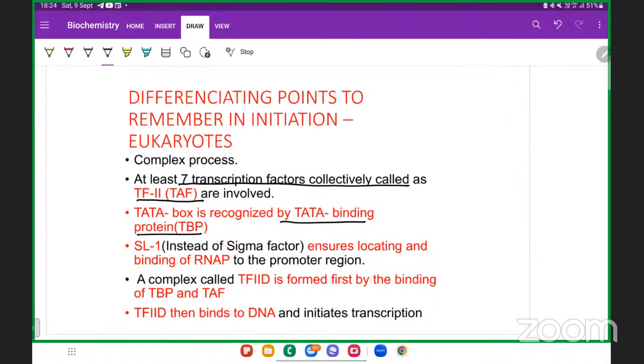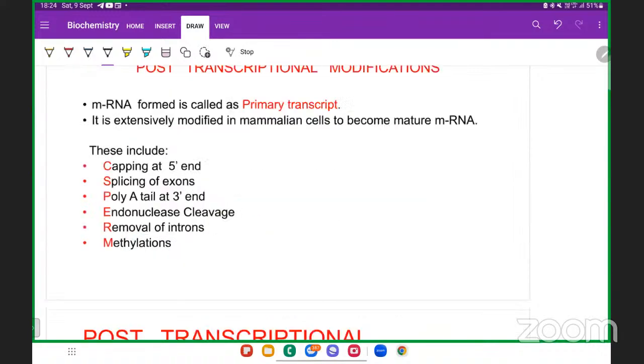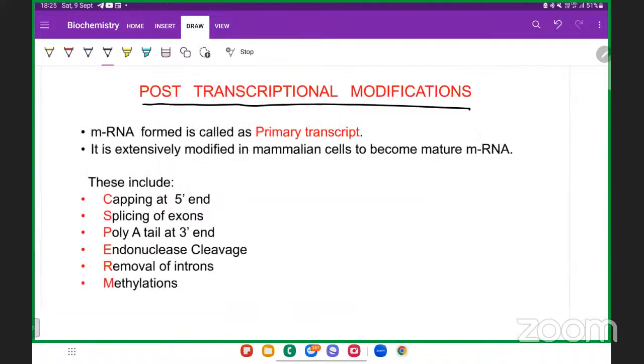And next what you need to remember is the post-transcriptional modification. Finally, we are moving towards the very important part, post-transcriptional modification. So what is this post-transcriptional modification? This is nothing but the mRNA which is formed.